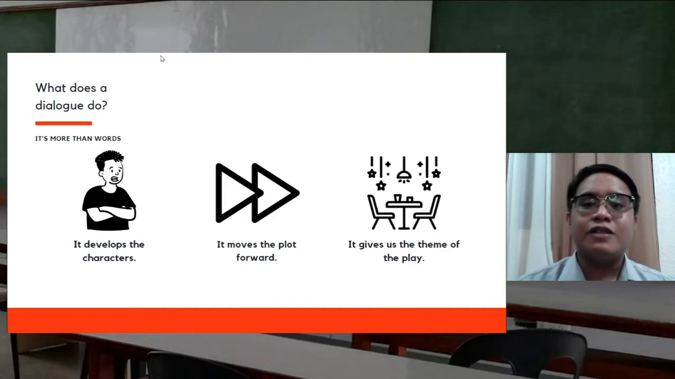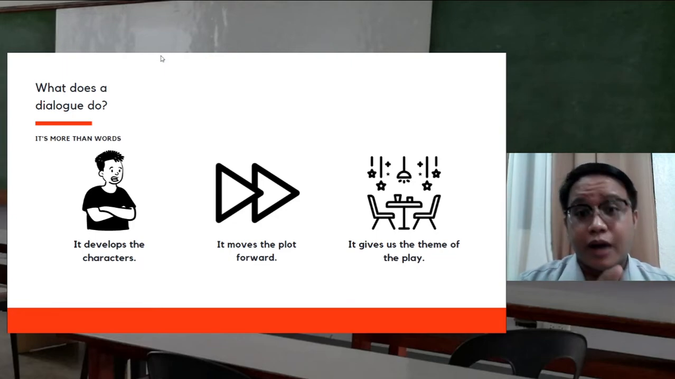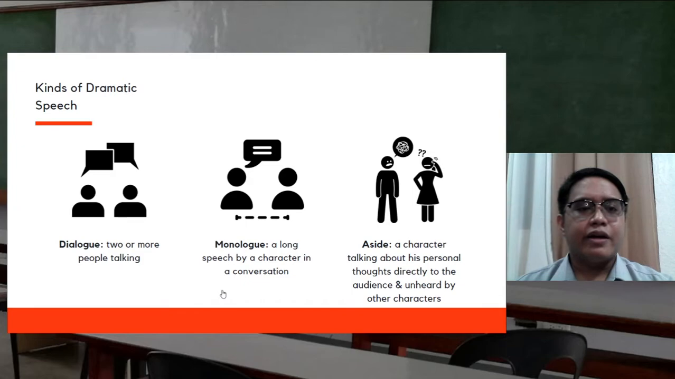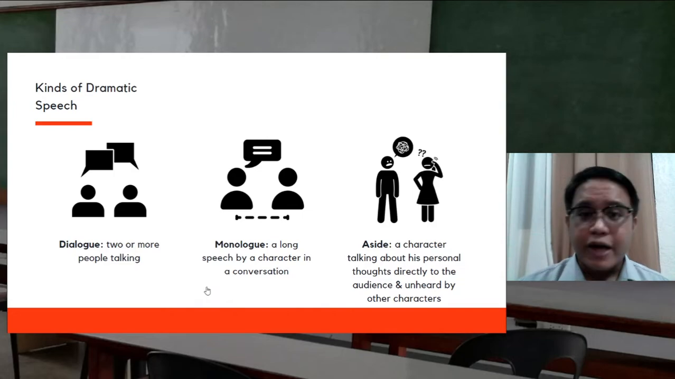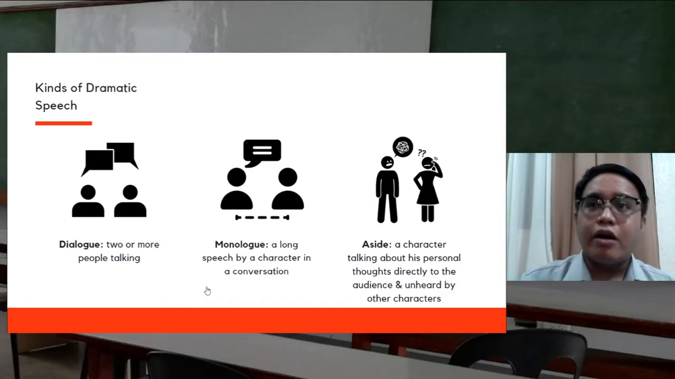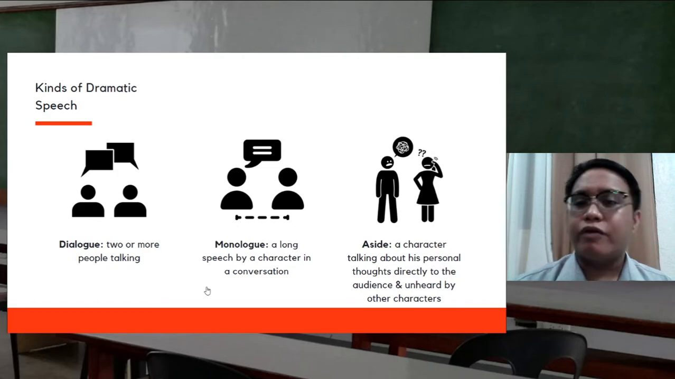And number three, it also gives us the theme of the play. What's the central message of the theme? Don't worry, we will review the theme later on. Later on, we're going to go through that. Okay? Now, there are kinds of dialogue. Okay? Dialogue or what we call dramatic speech. So, from dialogue, from the word dia, that's two. So, that's two or more people talking. Okay? This is what is happening on the stage. So, if one or two people are talking, they are having a dialogue. But what if only one is speaking? It's a long speech by a character in a conversation.